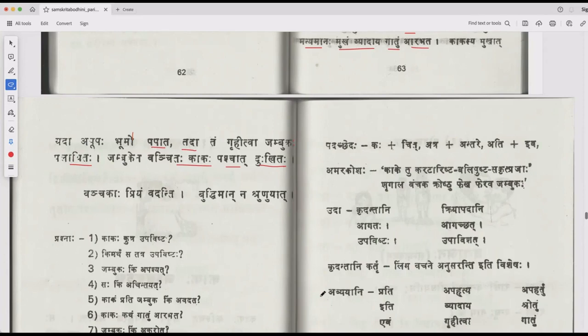Okay, but I can't use vanchitaha there. You can't, because it's not an animate object for it to cheat the crow. If at all apupa wanted to say something, it could only say tava apupam manoharam. That's all it can say. If apupam wanted to do the vanchana of the kaka, what can it say? Because the jackal had already said all the things. You are imagining a situation like a cartoon where this apupam itself has mouth and eyes and is just talking.